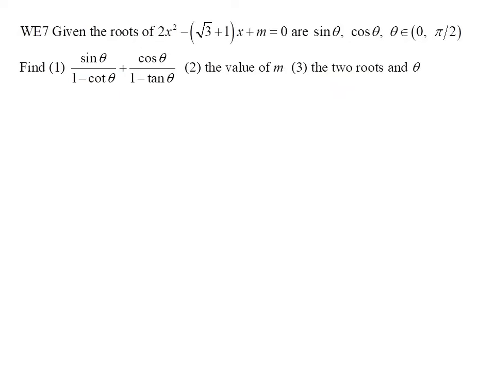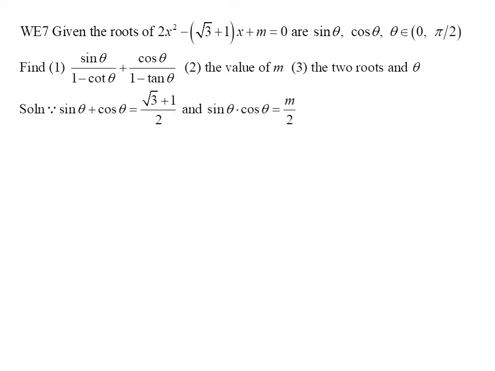The questions in example 7 are based on the quadratic equation 2x squared minus (square root 3 plus 1) times x plus m equals 0, where sine theta and cosine theta are the two roots of this equation. The angle theta is located in the first quadrant. The first question is to simplify the trigonometry expression: the ratio of sine theta to the result of 1 minus cotangent theta, plus the ratio of cosine theta to the result of 1 minus tangent theta.